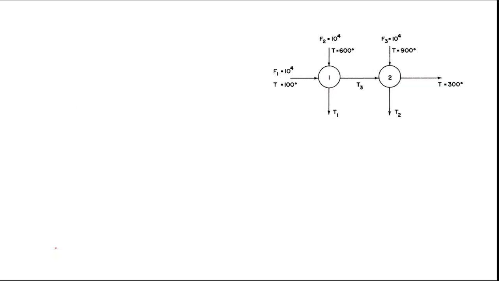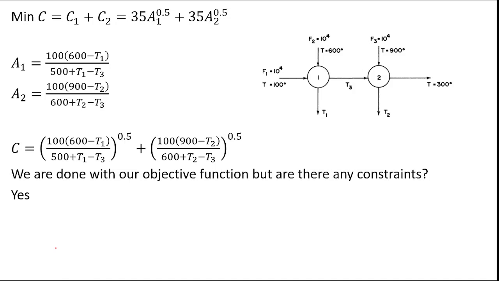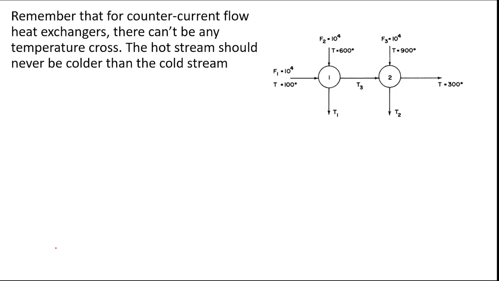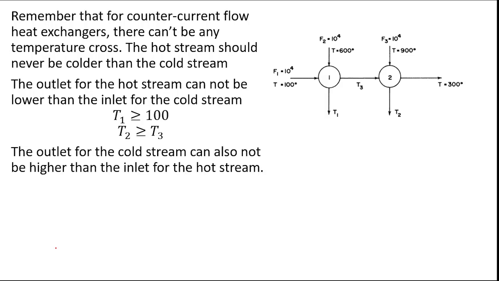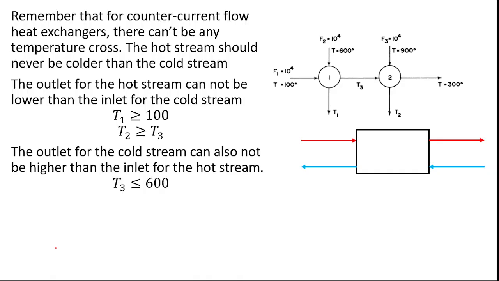So yes, there are some constraints. Let's look at it. It said remember that for counter current flow heat exchangers there can't be any temperature cross. So the hot stream should never be colder than the cold stream. The outlet for the hot stream cannot be lower than the inlet for the cold stream. Oh, I didn't add. Okay, it's here. So the outlet for the hot stream, whatever temperature we have here, can't be lower than the inlet for this. The moment it is, it means that this is rather going to heat this up.